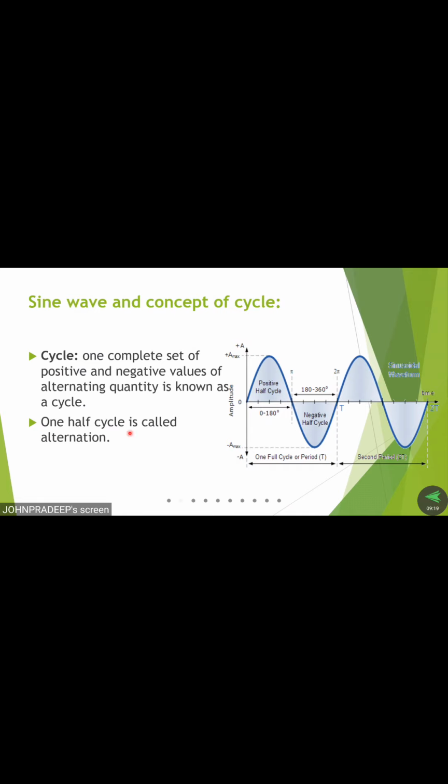One half cycle is called an alternation. A full set of half cycles is called a cycle.